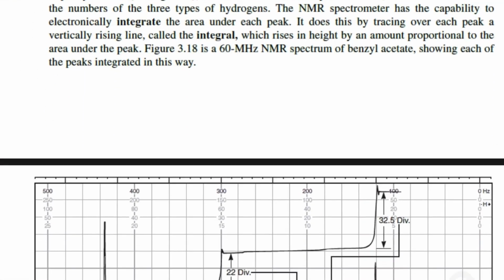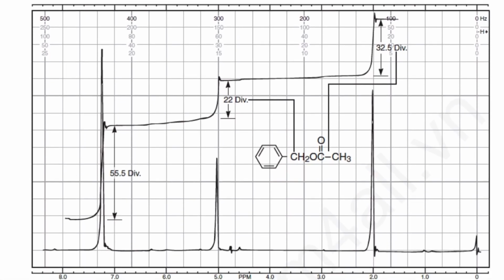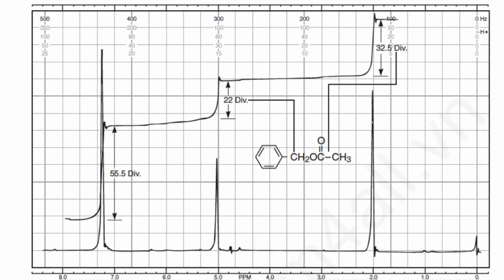If we see here, this is an example of an NMR spectrum of benzyl acetate taken on a 60 megahertz instrument. We can see here that there are three types of protons. One type is methyl protons, the second is methylene protons, and the third is benzene group protons.